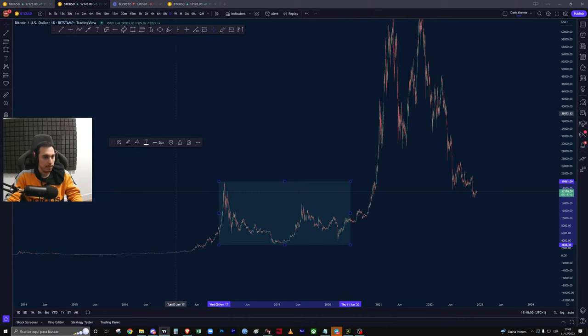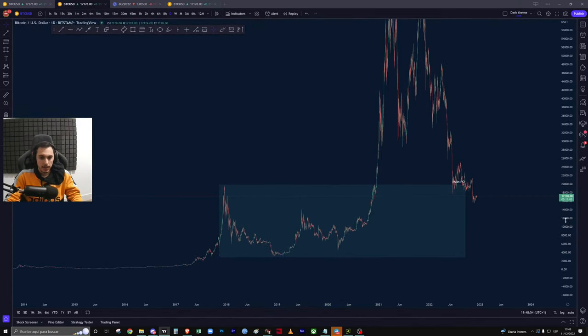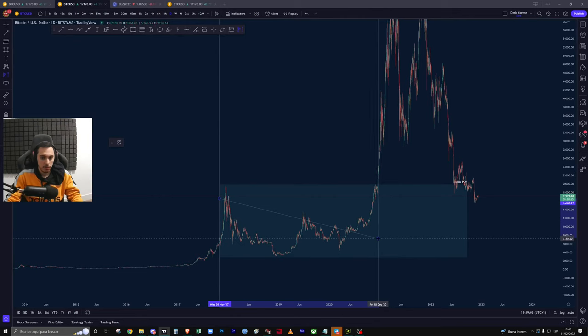That ended up with a massive move to the upside. So this is the main point of interest, and we are now hitting it. Inside of here, we had volume. Let's see if we can look at the volume within all of this range to see where was the biggest interest. I guess somewhere around here probably.